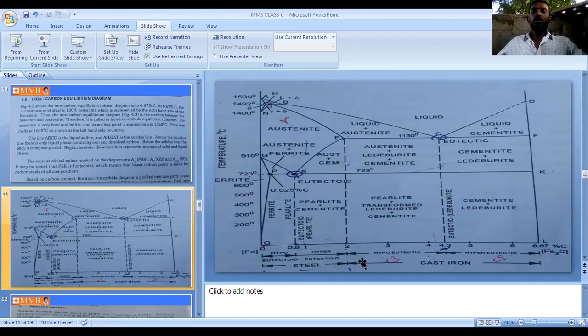So next, see here, carbon content 2 to 6.67% we can call as cast iron. In cast iron, again, 2 to 4.3% we can call a hypoeutectic one. 4.3 to 6.67 we can call the hypereutectic one. So it is Fe, pure iron, and Fe3C, iron plus carbon content.